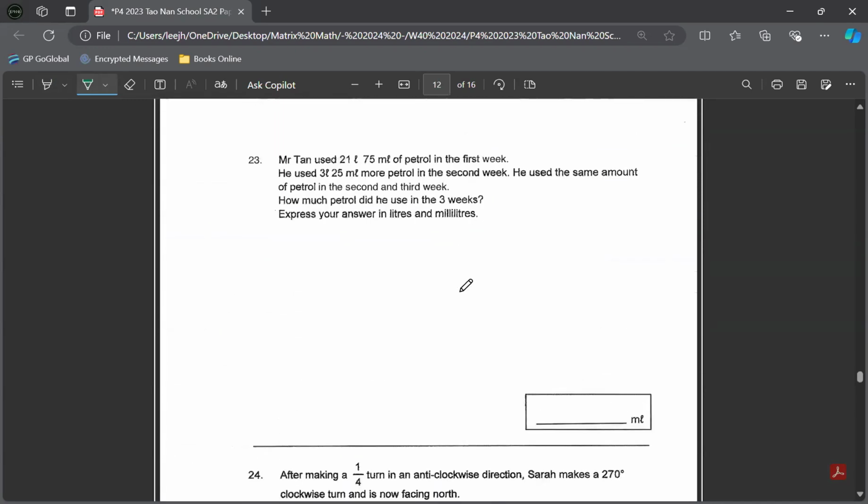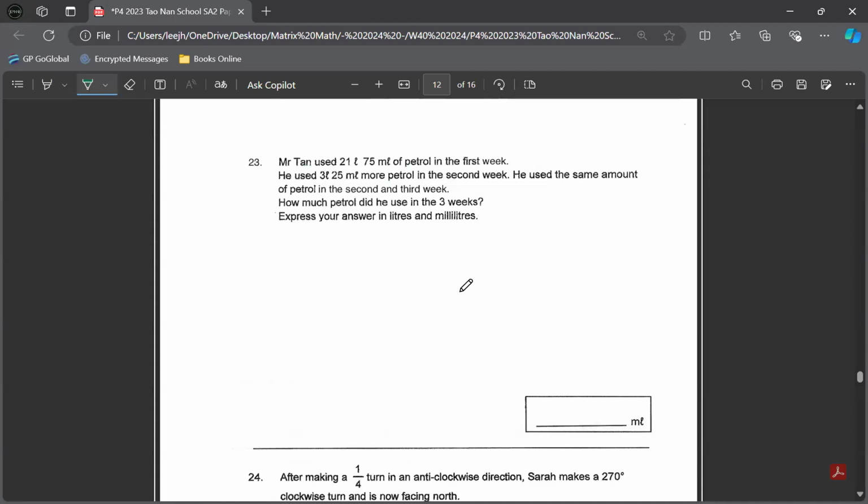Question 23. Mr. Tan used 21 liter 75 ml of petrol in the first week. He used 3 liter 25 ml more petrol in the second week. He used the same amount of petrol in the second and third week. How much petrol did he use in the 3 weeks? Express your answer in liters and milliliters. So you probably need to label it out.